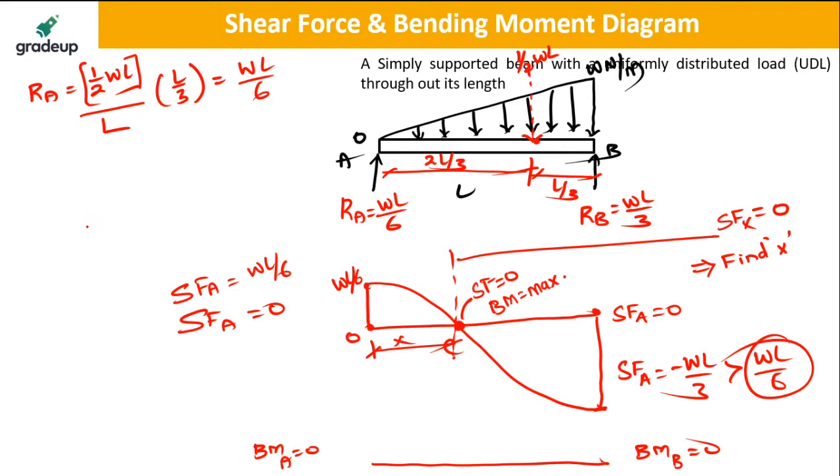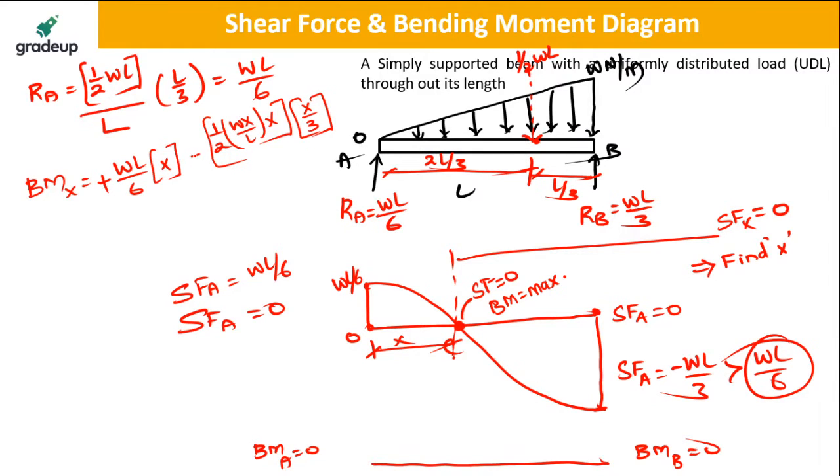So once you do that, write down the bending moment at X, which is equal to WL by 6 into X, the perpendicular distance is X, right? Which is giving sagging, and minus half WX upon L into X, multiplied with X by 3 from the base, X by 3 from the apex. So it is X by 3, right? And this is hogging.